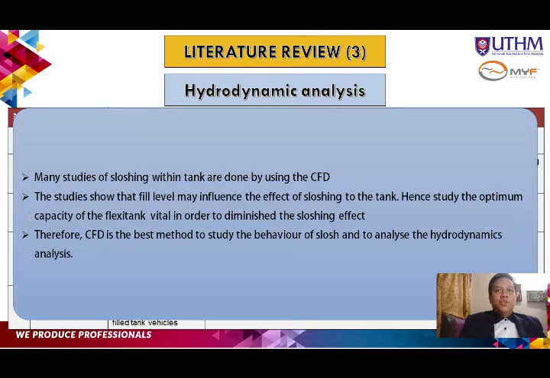So as a summary of this literature review, many studies of sloshing within tanks are done by using CFD. The studies show that fill level may influence the effect of sloshing in the tank. Hence, the study of the optimum capacity of the flexitank is vital in order to diminish the sloshing effect. Therefore, CFD is the best method to study the behavior of slosh and to analyze the hydrodynamics.